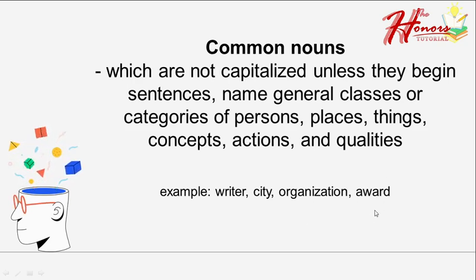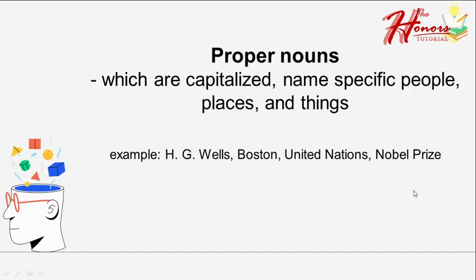So of course, if there is a common noun, there is what we call the proper noun. In contrast to the common noun, when we say proper noun, these are the nouns that are capitalized because they name specific people, places, things, and so on. For example, H.G. Wells, Boston, United Nations, Nobel Prize, and so on. So everything that starts with a capital letter and has a specific name, we call it a proper noun. Do you understand? Okay, very good.